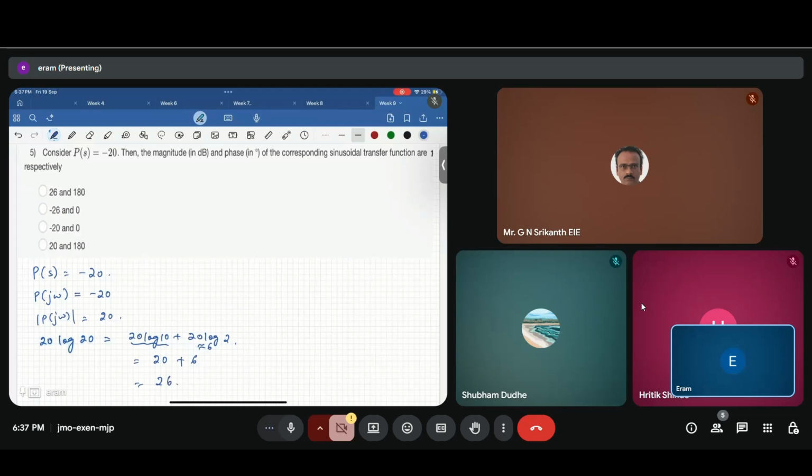What about phase? Phase you can directly guess, no need to calculate. It's the negative real axis, so it makes an angle of 180 degrees. So the phase is nothing but 180 degrees.